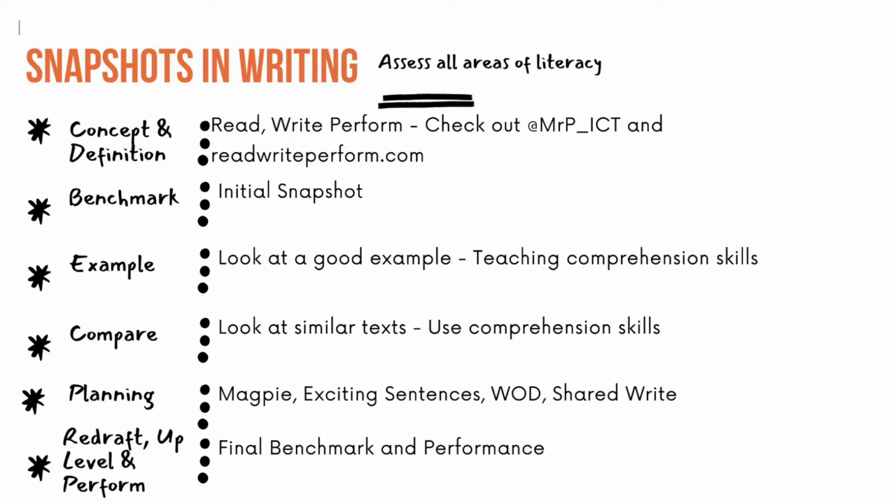The lesson after this, we complete a magpie session where we take ideas from the good examples and look how we can use it in our own writing. And then we develop some writing skills, which we'll be doing throughout the weeks as we go along anyway, culminating in a shared write, which we do as a class. Finally, pupils will take all their learning and redraft their initial benchmark, inputting everything that they've learned and picked up before assessing talking and listening by bringing their writing to life by performing it.